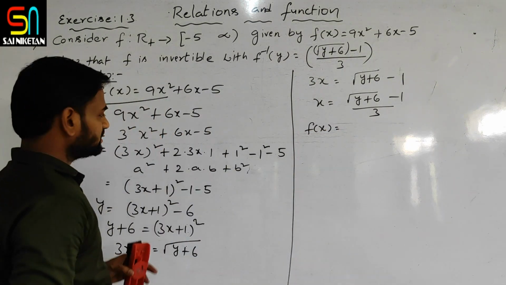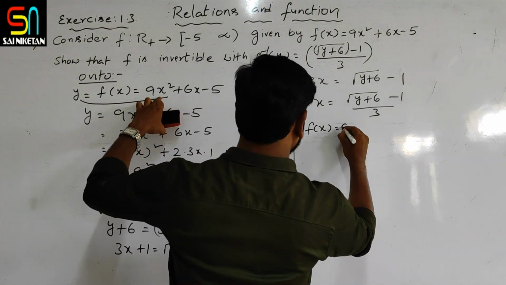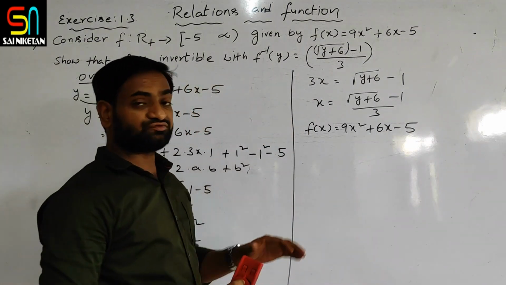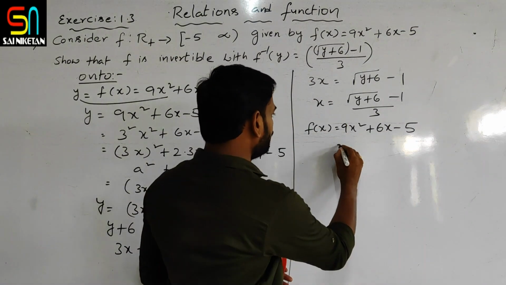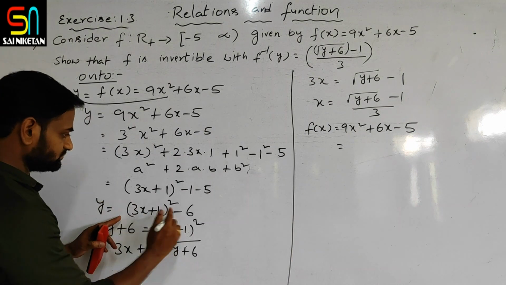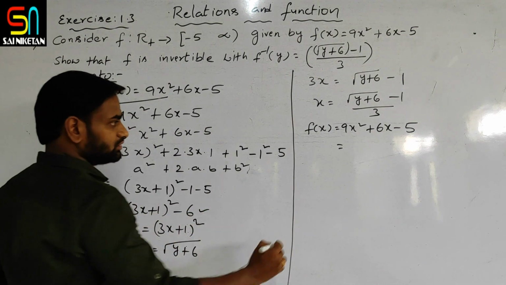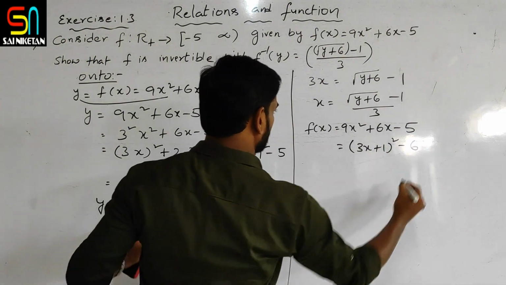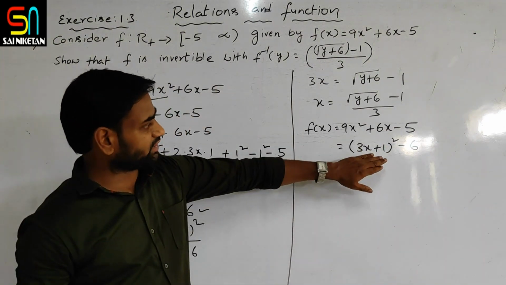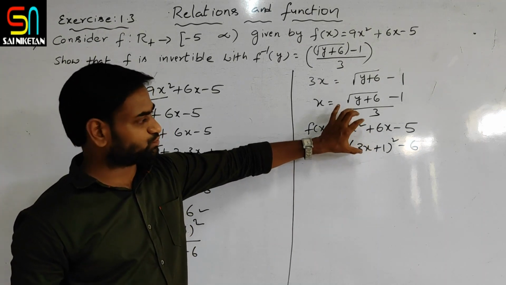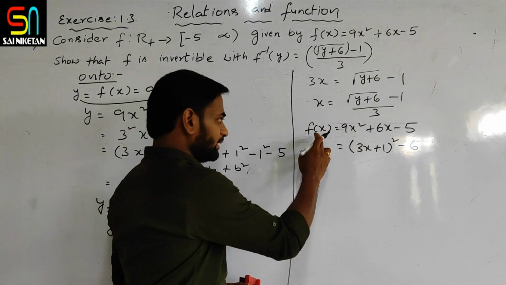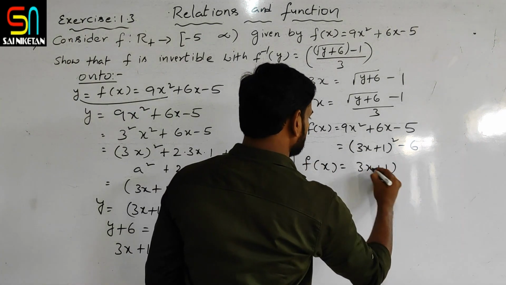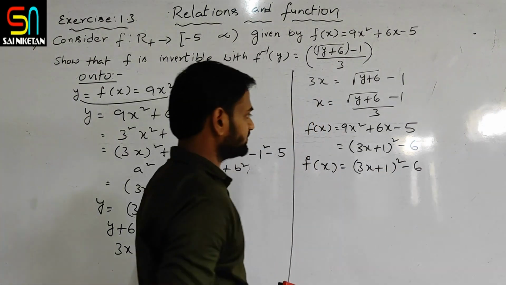f of x is 9x square plus 6x minus 5. This function we converted like this: 3x plus 1 whole square minus 6. If you simplify, you will get the same answer. These both are the same, that's why I am taking this function. That is f of x equal to 3x plus 1 whole square minus 6.